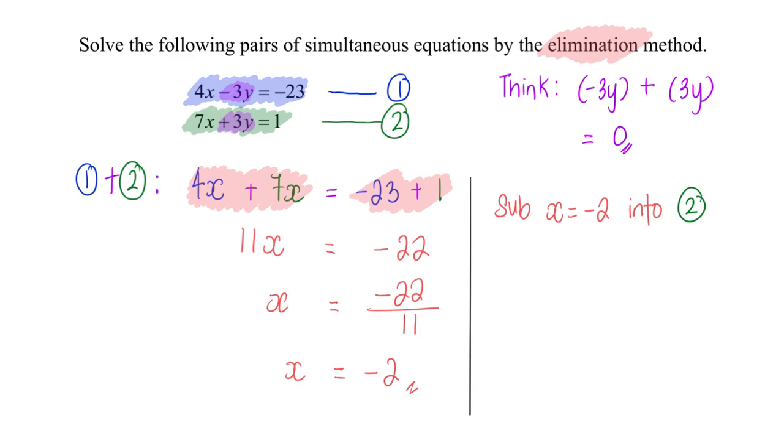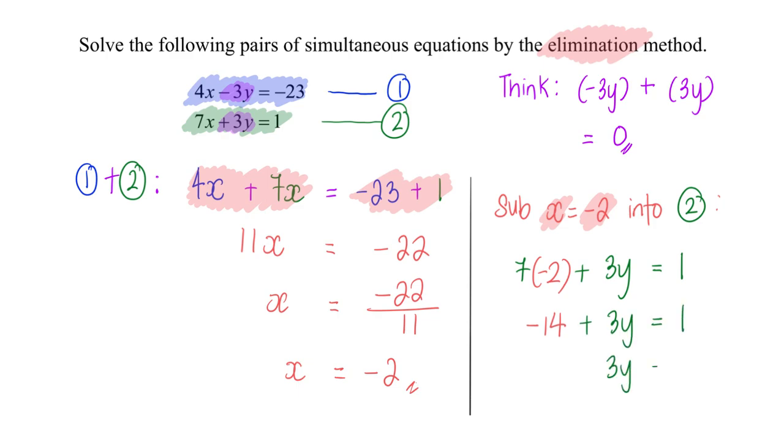And I would have my 7x plus 3y equals to 1. Take note. Because now we know what x is. x is negative 2. And therefore, I will substitute this x with, yes, negative 2. Okay. So therefore, we just need to solve this equation. 7 times negative 2 will be negative 14 plus 3y equals to 1.